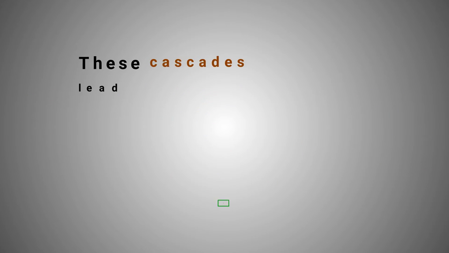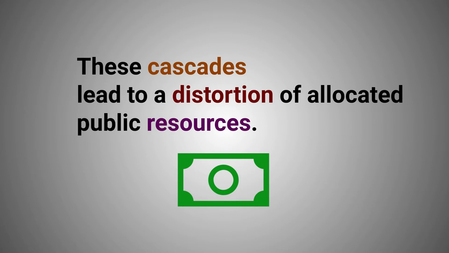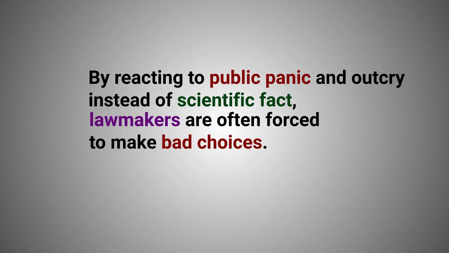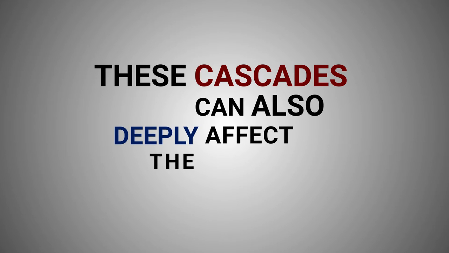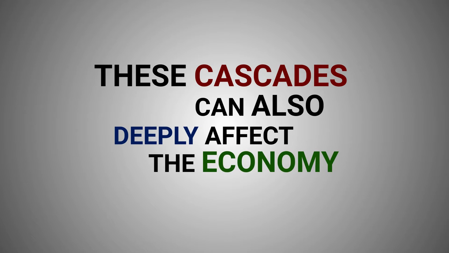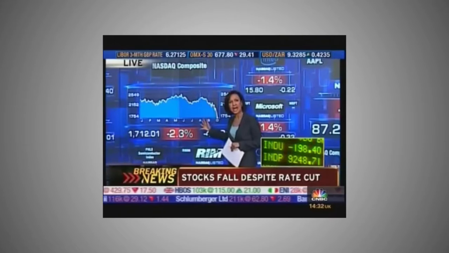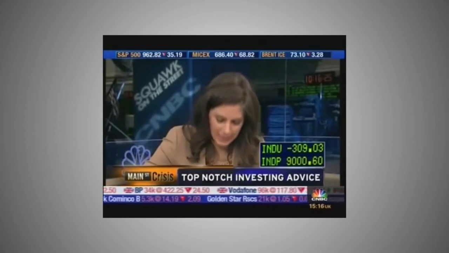It's been suggested that these cascades lead to a distortion of allocated public resources. By reacting to public panic and outcry instead of scientific fact, lawmakers are often forced to make bad choices. These cascades can also deeply affect the economy. In the 2008 financial crisis, we saw the housing and stock markets collapse, leaving many unemployed and homeless. Experts have studied the causes, and many believe it began from the lower interest rates policy.